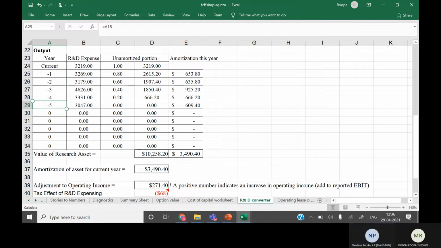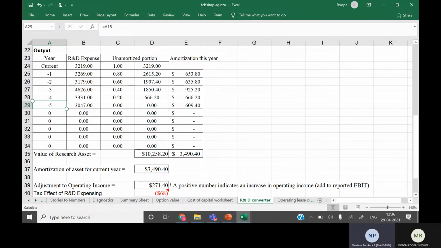If it is a positive number, we have to add. If it is a negative number, we have to deduct. Adding or deducting depends upon how much amount we have amortized in a given year. What is the tax benefit we will get by doing this? That will also be calculated.